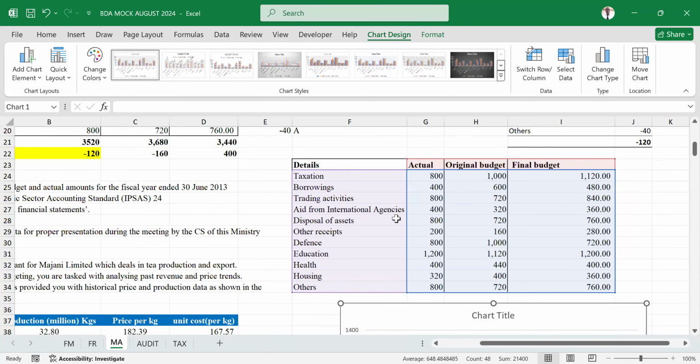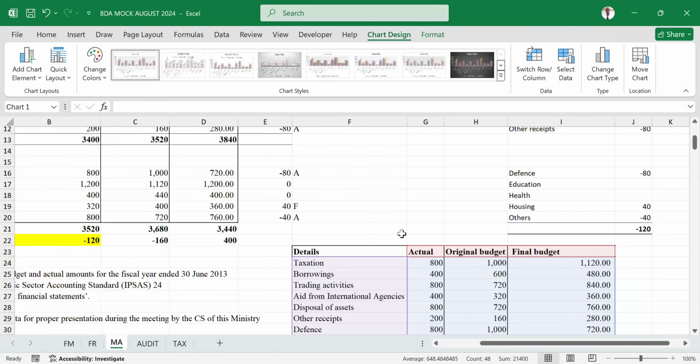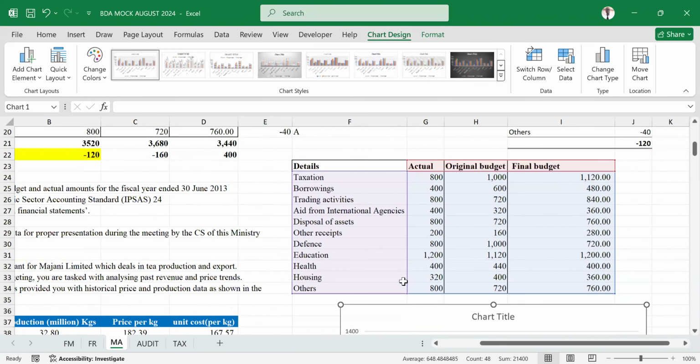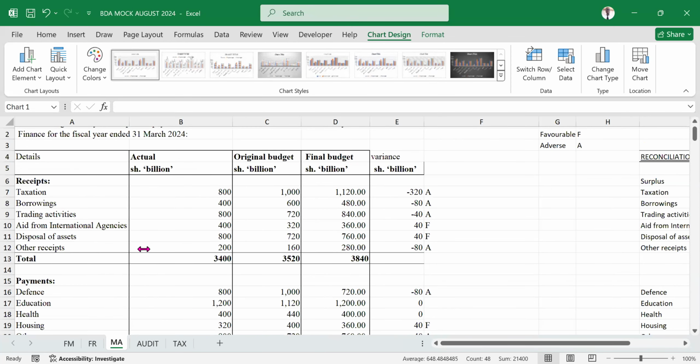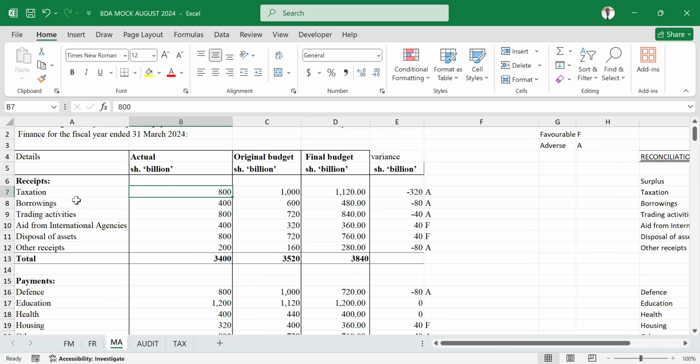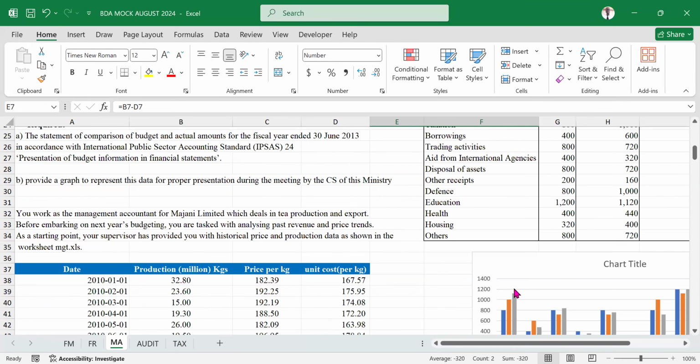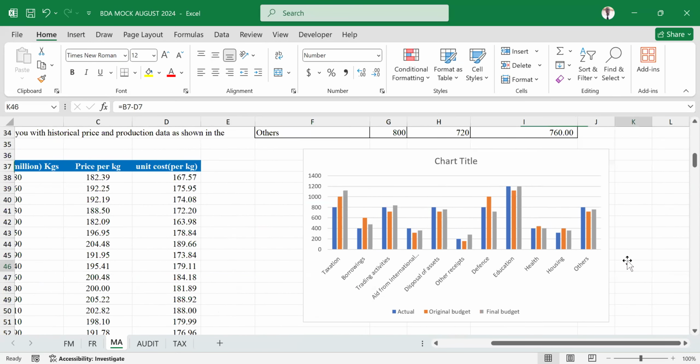So if that person goes ahead to look at our reconciliation or the variances here, that person will already see that, under taxation, our actual is less, because taxation is what we expect to receive. So we received less than what our final budget had. That's why there is an adverse of 320. So at least there is a pictorial presentation and interpretation becomes easy. When you look at borrowings, taxation, under each title of either payment or receipt, that interpretation will come home. But when doing dashboarding, remember to label your axis.